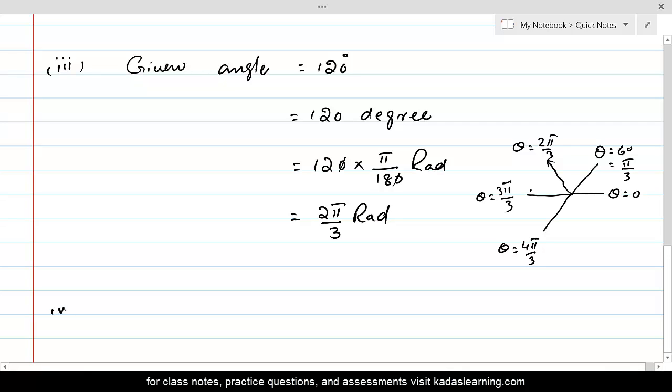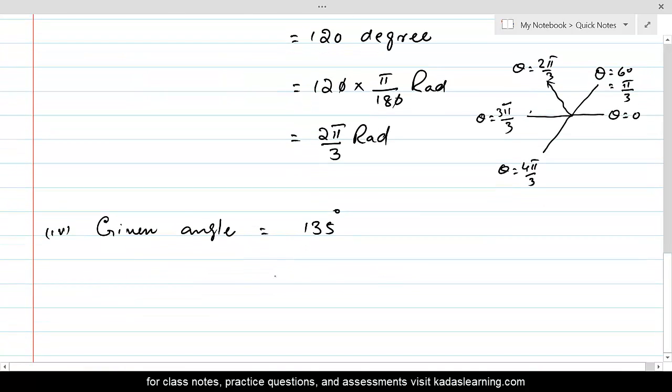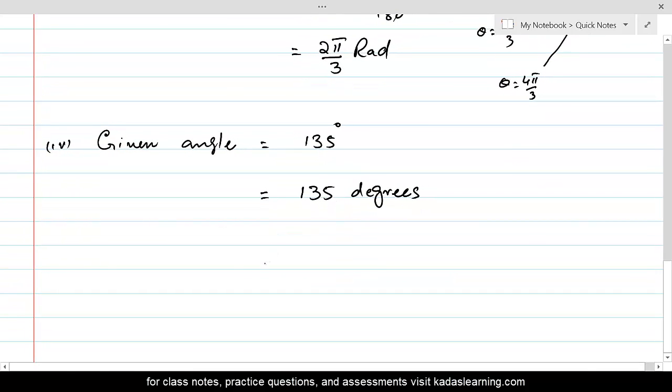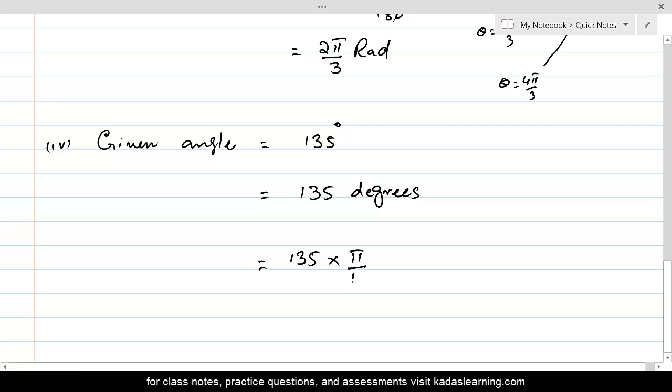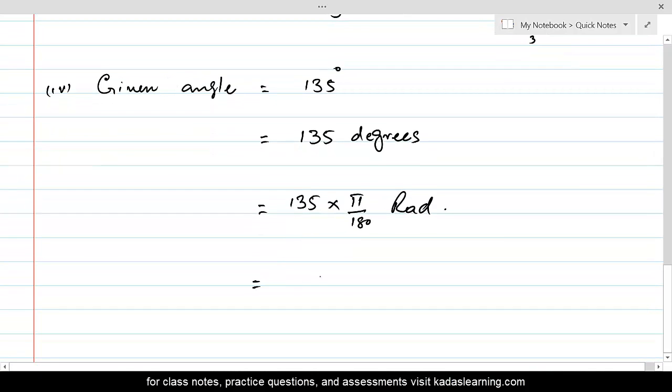And now the fourth one: we want to convert 135. The given angle is equal to 135 degrees. Again, we can write degree in symbol or in words. If we write the equivalent of a degree, that would be equal to 135 times pi divided by 180, and then radians. Clearly, if we divide this numerator and denominator by 45, this will be 3 pi by 4 radians.